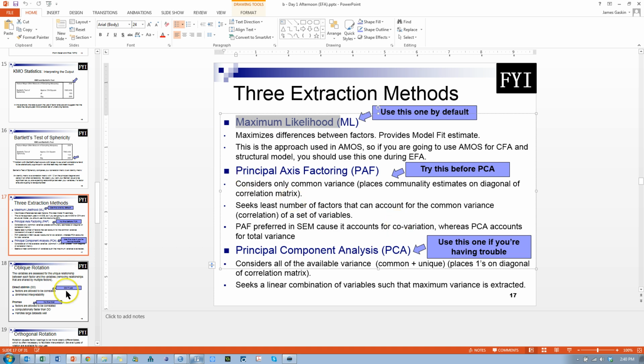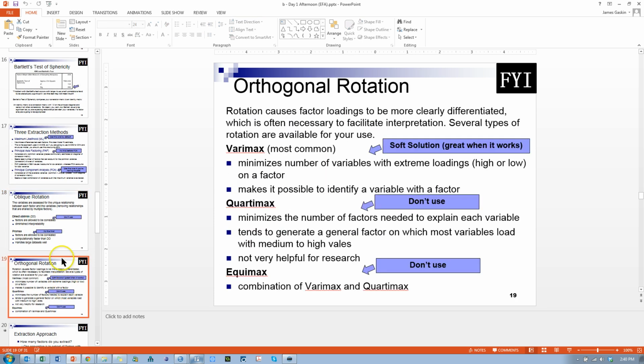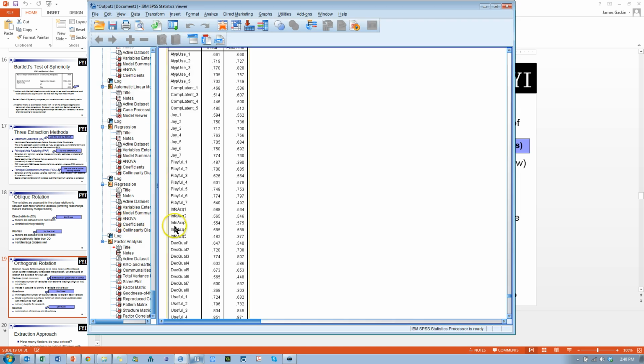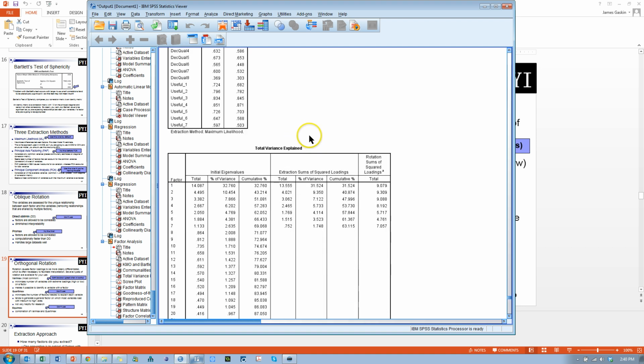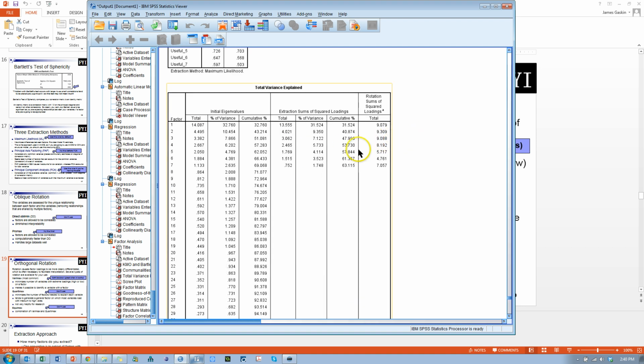And then I also have a slide on rotations if you want. Two slides on rotations, FYI. And the lowest factor loading is 0.4, you said? We'll get down to that. Yep, let's go ahead and move down. First, though, on the total variance explained table here.